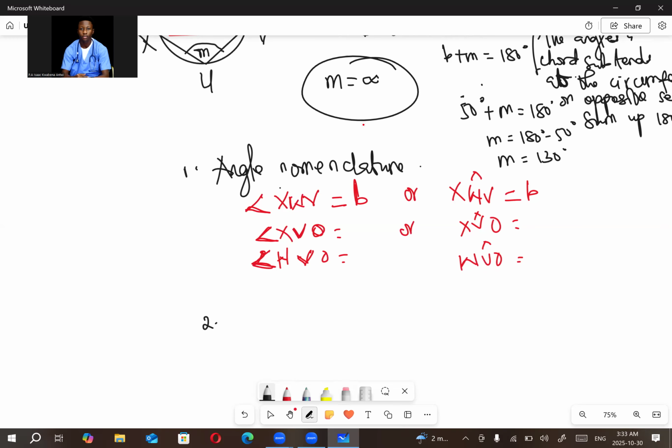Now, let me give you another tip. There are 5 of them, but because of your time, let me give you another tip. The concept of radius.